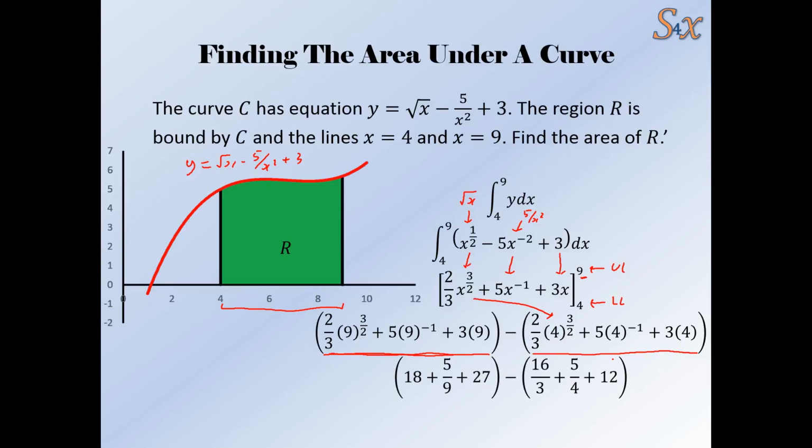If you have a look, each term you find here, this is just from putting in the calculator, which gives us an overall answer, not a very nice one, of 971 over 36. Okay, so that gives us the area of this region R.